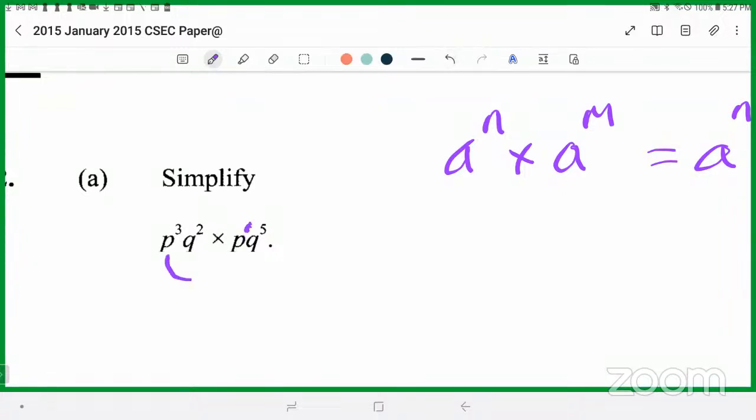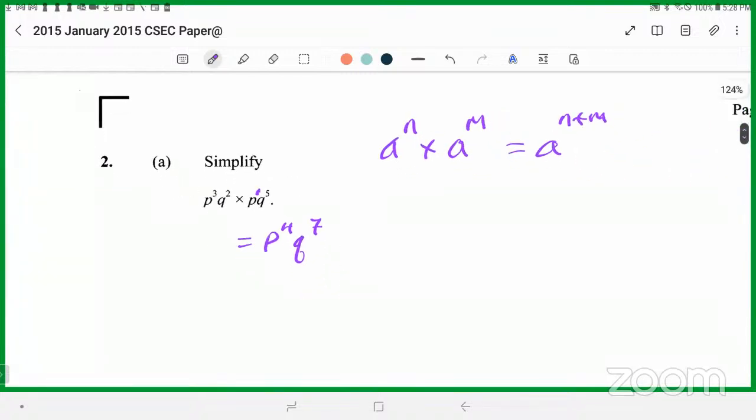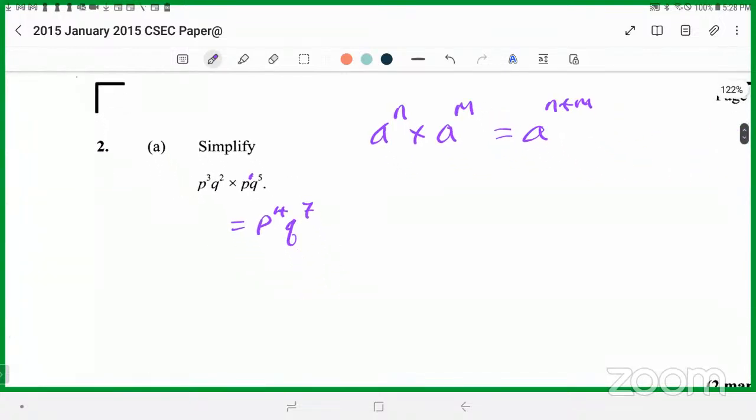So we'll focus firstly on the p to the 4th power, and the p becomes p to the 4th power. That's the 3 and the 1. And now the q, we're going to multiply the q terms and add the power. This is 2 and 5. You add them, so you're going to get q to the 7th power. That's the answer: p to the 4th, q to the 7th power.